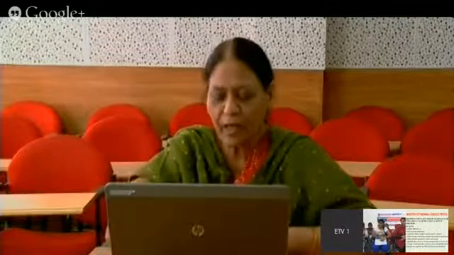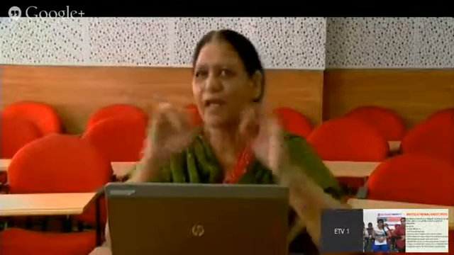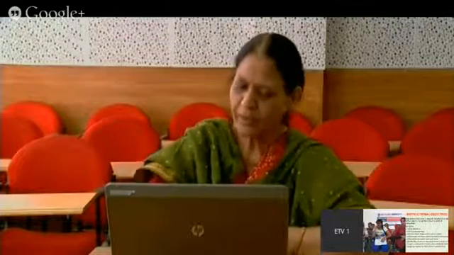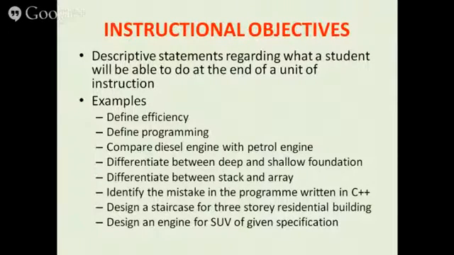Then likewise, a higher level ability is in civil. I have taken, you can also consider, write a program in C++. That is where you want the student to create something. In civil engineering, I have taken an example: design a staircase for a 3-story residential building. So if a person has acquired knowledge in civil, then he should be able to design a staircase. Likewise, in mechanical, a person is able to design an engine for a sports utility vehicle of given specification.